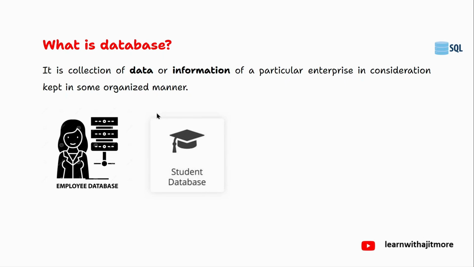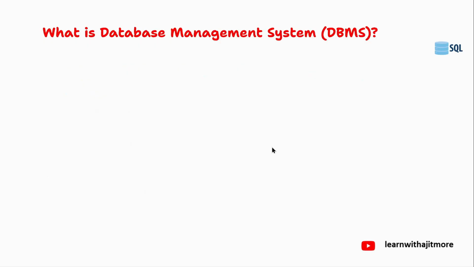Student database: here we keep student details, faculty details, their course details, which student has taken admission to which course, which faculty is teaching which course. When we keep all that in an organized way, it becomes a student database. Like that, you can have an e-commerce database, a movie database, an Instagram database, so many examples. I hope till here it is clear to you guys.